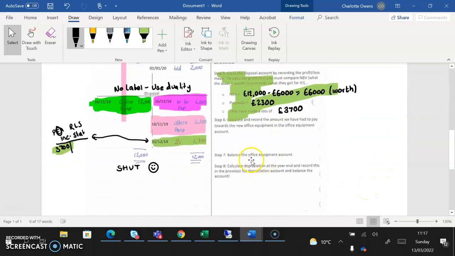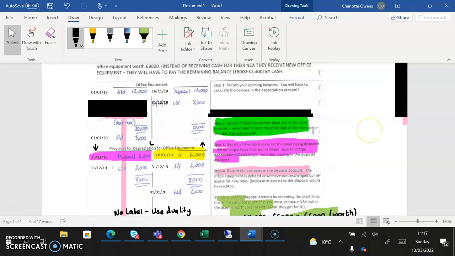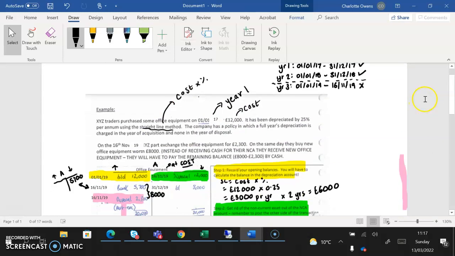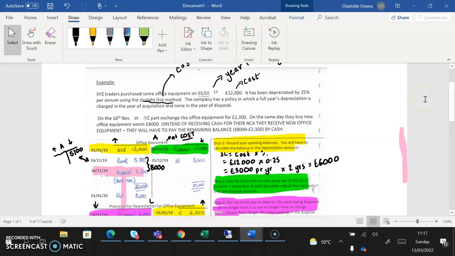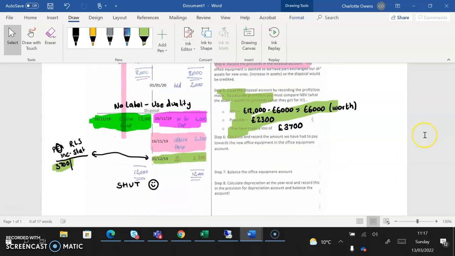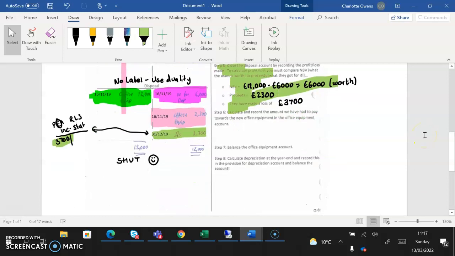Now step 7. I'm just going to go back and balance the office equipment accounts. Really simple, we've done that. We've done our Bal C and Bal BD, and we can see then that our cost is £8,000 at the year end. Brilliant. And then lastly, I'm going to finish off my depreciation accounts. If I think back to the policy, it says that in the year of acquisition, the year they buy it, they do charge a full year of depreciation.